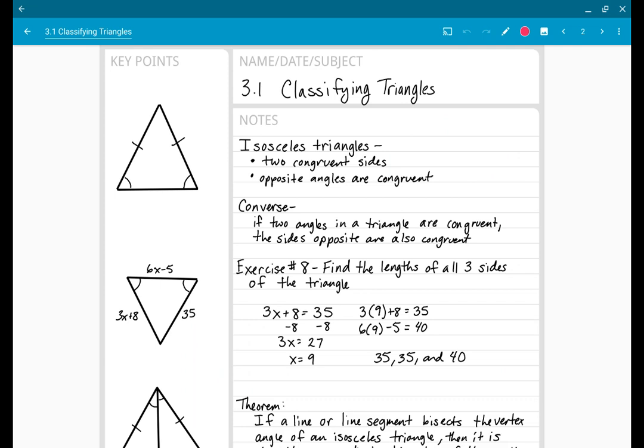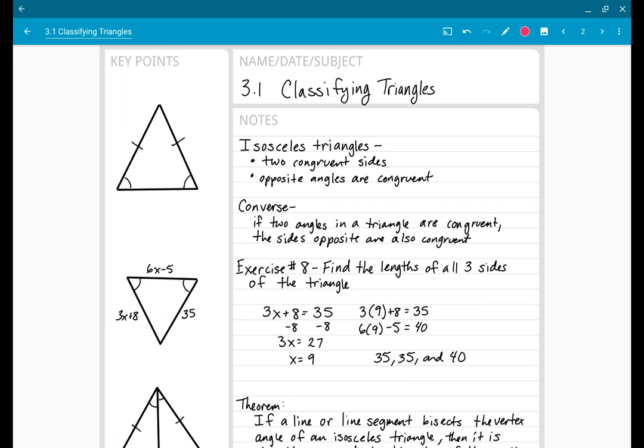Isosceles triangles are special because they have two congruent sides. And because they have these two congruent sides, the opposite angles are also congruent. So if I'm talking about opposite, I'm talking about like across. So use that definition as we go through our lesson today.